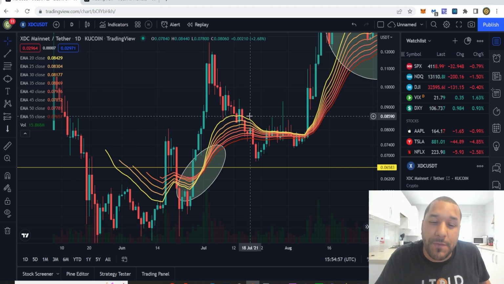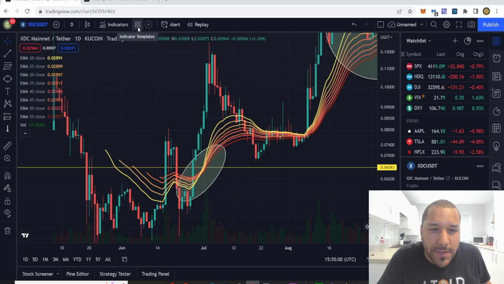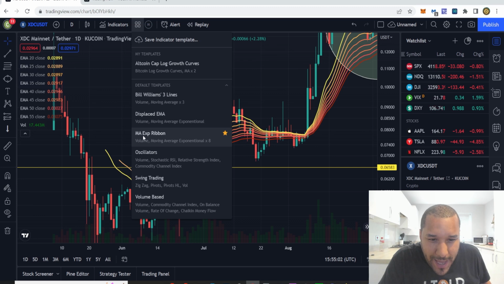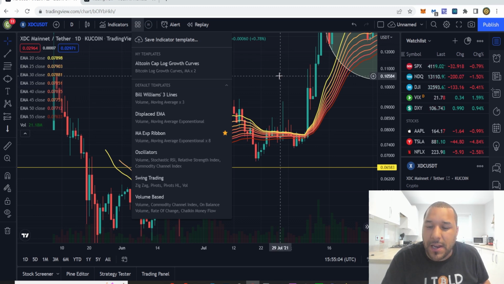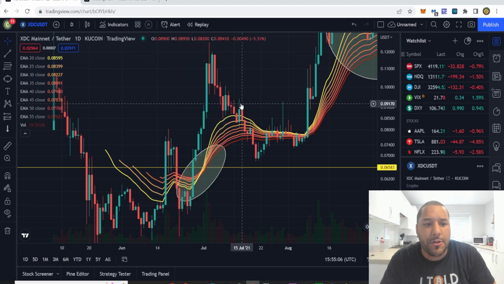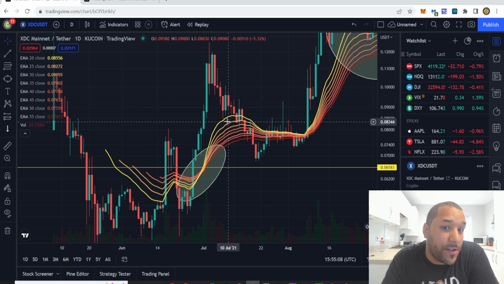And if you want to grab this up, you can do it yourself. Click on these little 4 boxes here and you type it and you look for MA, exponential ribbons. Just tap it and it will all come up. It's all free. You can download it on TradingView or load it on TradingView.